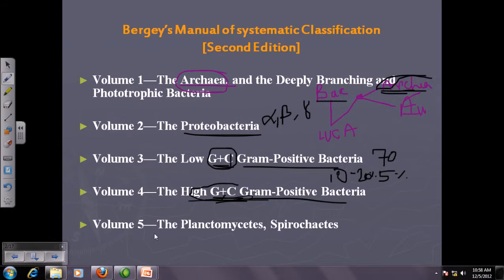Okay, in volume 5 we are talking about the planctomycetes as well as the spirochetes. The spirochetes are different types of genera, and actually volume 5 is a kind of hodgepodge volume, because after putting all those bacteria in these four volumes, we still have some bacteria which we cannot put in any of these volumes.